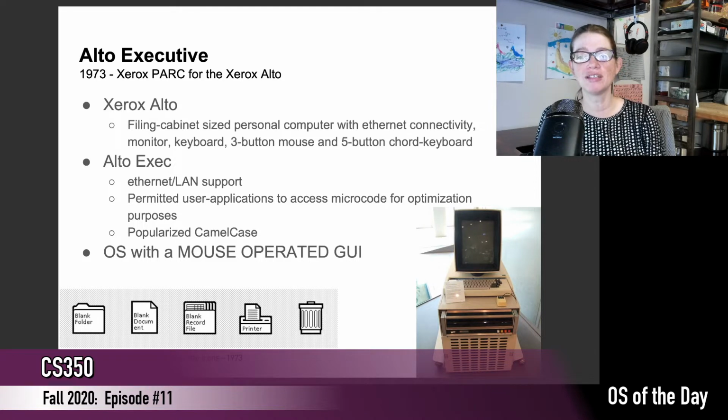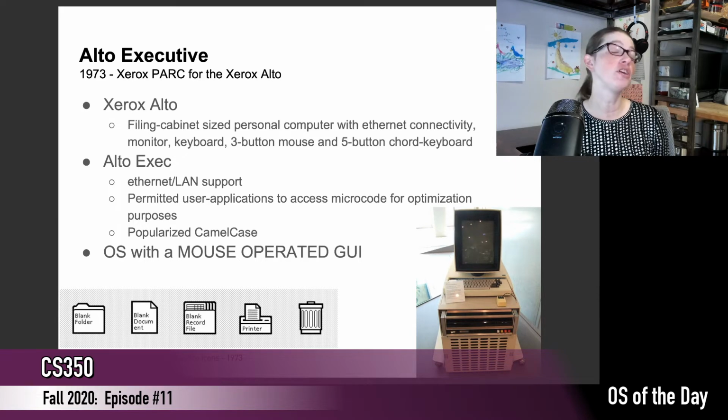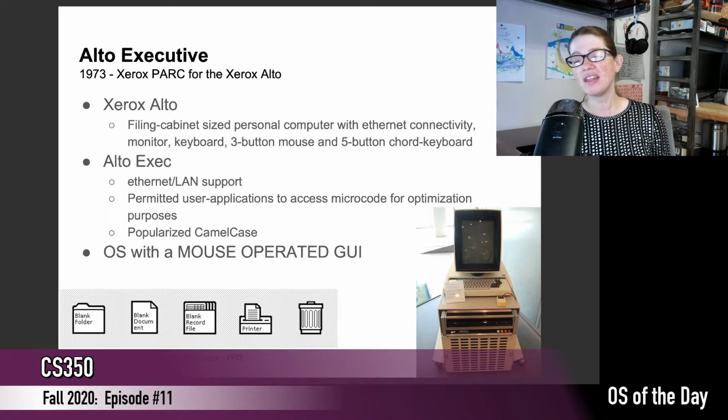Now in 1973, in order to support having a real-time operated desktop GUI, they had to make a few concessions. For one, this whole thing we've been talking about keeping user code separated from kernel code and making sure that the CPU is in different modes so that while you're a user process, you can't access certain regions of memory and you can't execute certain instructions. Well, for the purposes of optimization, they actually did in this operating system permit user applications to access microcode.